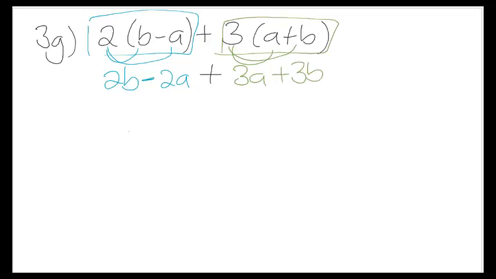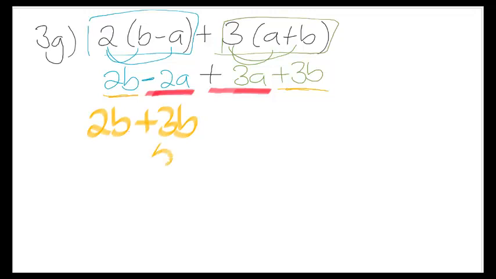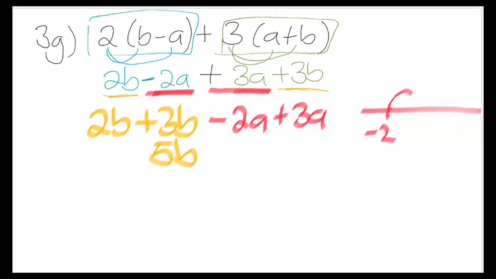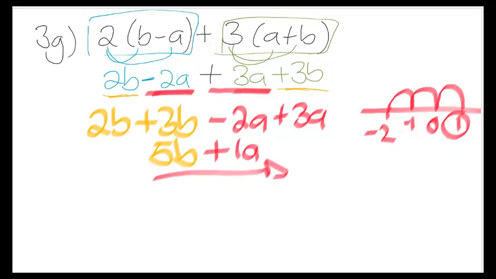Okay, now I look for like terms. Got 2b there, and I've got 3b there, and I'm looking for like terms, minus 2a plus 3a. Okay, let's get started with our orange. 2b plus 3b is going to be 5b, and then our red one is going to be minus 2a plus 3a. Minus 2 plus 3 is going to be, remember on our number line, if I start at minus 2, I jump 3 to the right, 1, 2, 3, minus 2, minus 1, 0, 1. Goodness. Okay. So I've got those. So the answer is going to be positive 1, so plus 1a. And that's my final answer there.